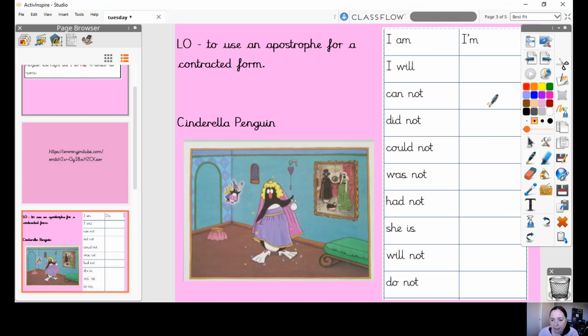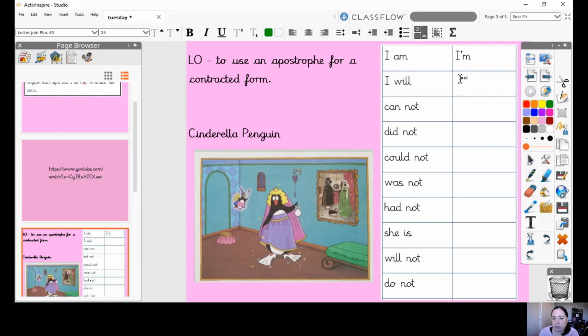Now, Kiwis, once I've done this, I would like you to have a think if you can come up with any more words with contracted forms which you could include in your writing as well. So we can see one's been done for us here. I am has become I'm. Much quicker to say. I will becomes I'll. Let's get that into black.